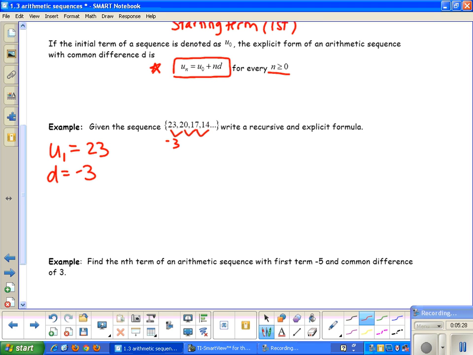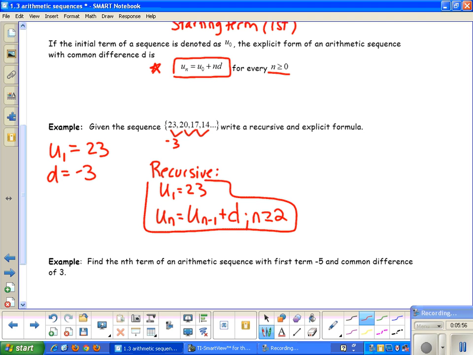So now with that, I can write my two formulas. So my recursive form, you state your first term, which we said was 23, and then the formula for getting to the nth term. So again, the formula, remember, is always your previous term, so u sub n minus 1 plus your common difference d, and since we're starting off with u sub 1, our n values have to be greater than or equal to 2. So this would be my recursive formula.